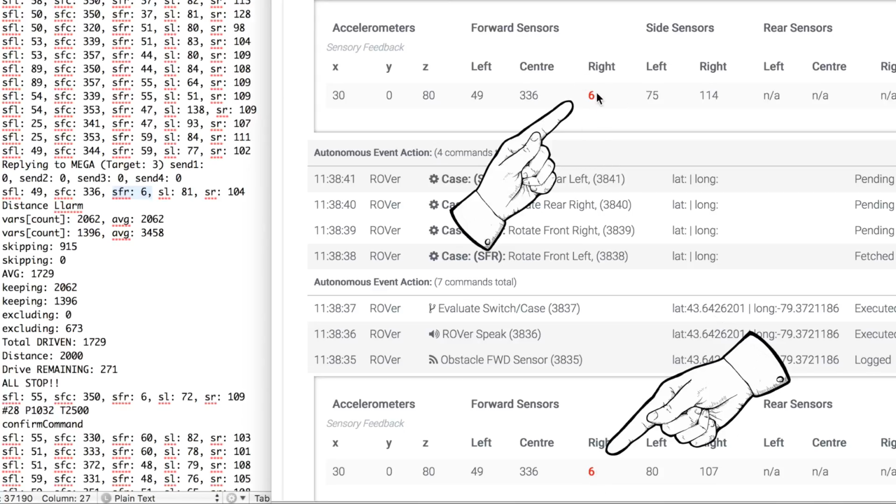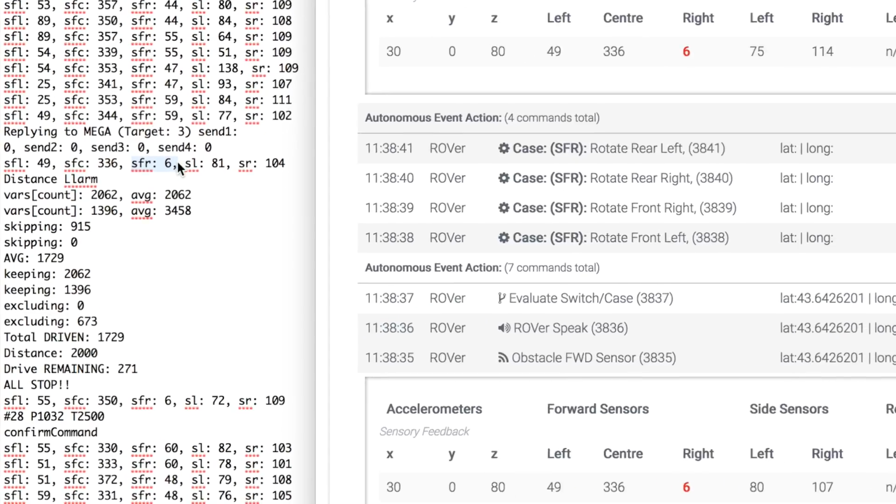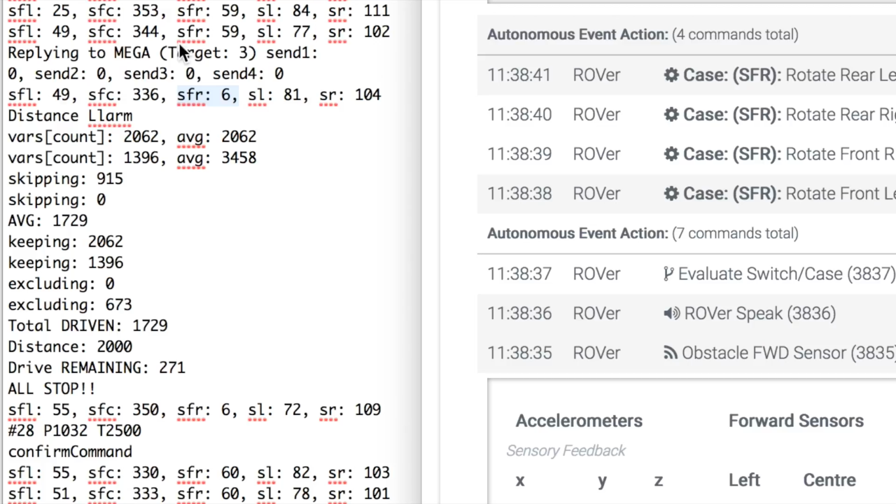Unfortunately, you can see here in today's testing a case of a forward sensor right, this is an ultrasonic sensor, getting a value of 6, and that happened in a moment where it shouldn't have happened. So I was very curious as to why that occurred. We can see here the output from the Arduino on the left, and you can see that the SFR, the sensor front right, is the one that got triggered with this value of 6. Right before that value of 6, it was 59, and then right after, it was 60.